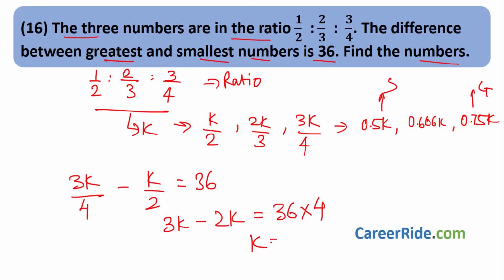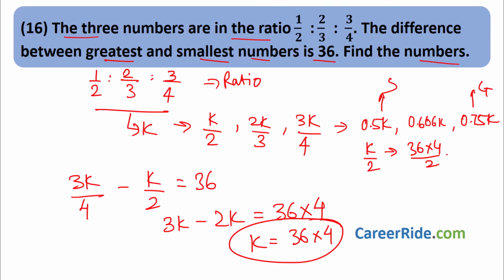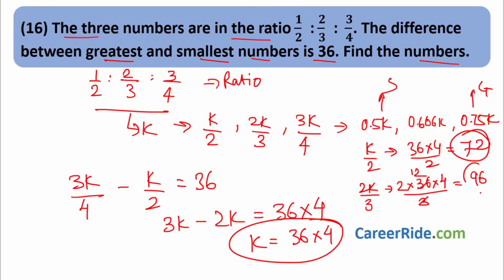So value of k would be 36 into 4, right? What we have to find out? We have to find out the numbers. What is the first number? k by 2, that is 36 into 4 divided by 2, that is 36 into 2, 72, right? Second number is 2k upon 3, that would be 2 into k, 36 into 4 divided by 3, 12s are 12 into 4 is 48, 48 into 2 is 96, right?